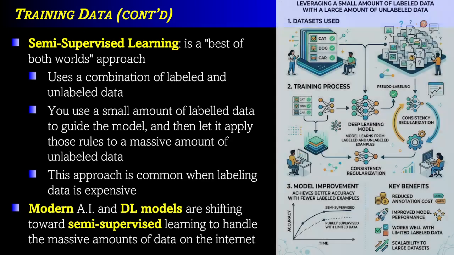We can also introduce semi-supervised learning. This is kind of a hybrid between the two, a best of both worlds approach, using a combination of some labeled data and some unlabeled data. You use a small amount of labeled data to guide and train the model, and then apply the rules to a massive amount of unlabeled data. This is a very common approach when the labeled data is very expensive to create, right? So if we don't have a lot of labeled data, we can create a small amount of labeled data and use the semi-supervised learning approach. Modern AI and deep learning models are shifting more towards semi-supervised learning to handle that massive amount of data on the internet that is obviously not labeled.